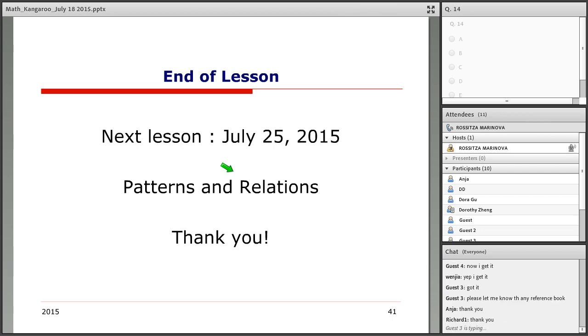So yes, I have a question over here. Please let me know any reference book. Well, I would say that we do have lots of Math Kangaroo papers from past years on our website. So when you go to our website and go through the tab of samples, you will see lots and lots of questions from previous years. And I would say that it's really good practice.